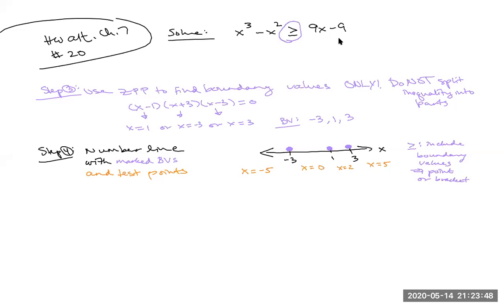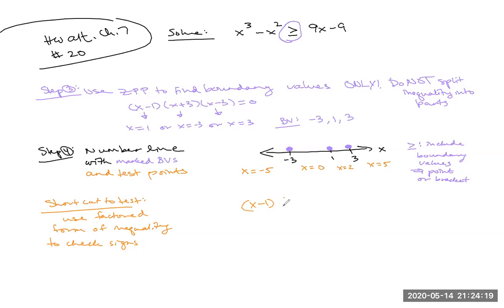Again, we're going to use the shortcut here. Use factored form of inequality to check signs. Okay, so our inequality, we had x minus 1 times x plus 3 times x minus 3 greater than or equal to 0, right?